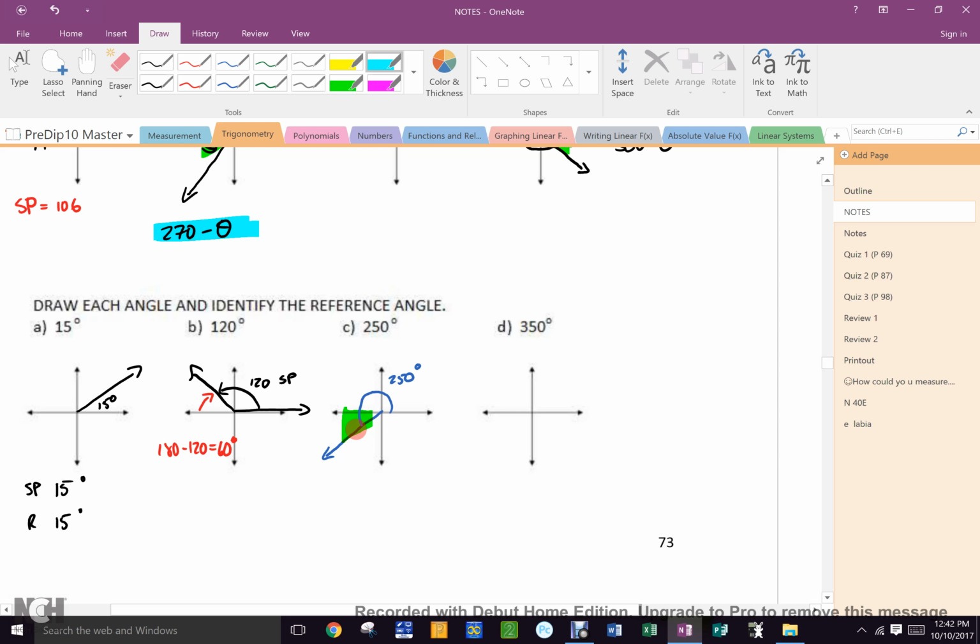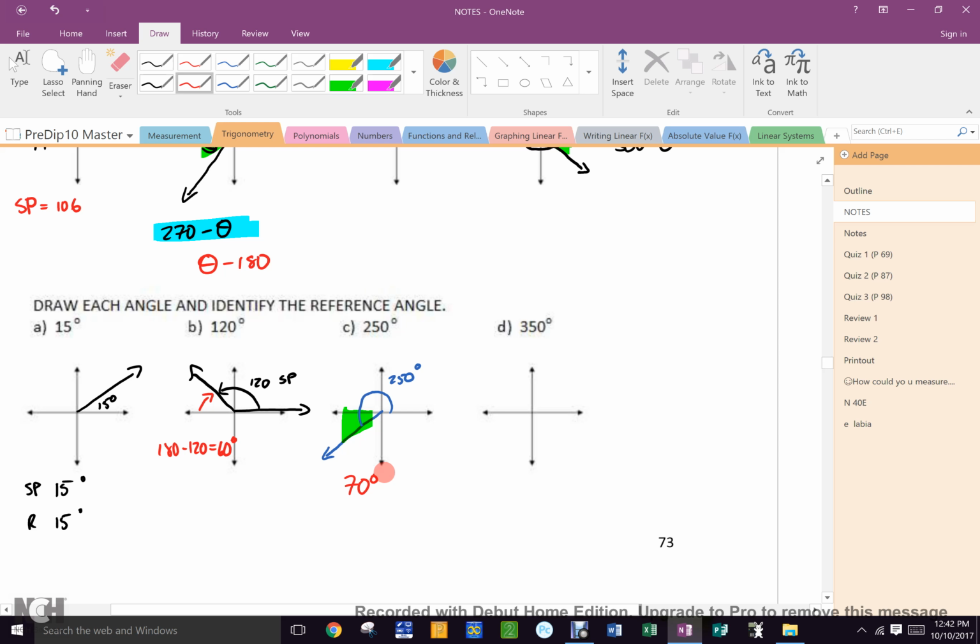So what is it? It's 250 minus 180. It's really theta minus 180. So what is this guy's reference? 70 degrees.